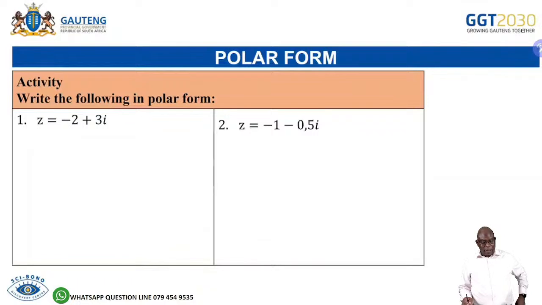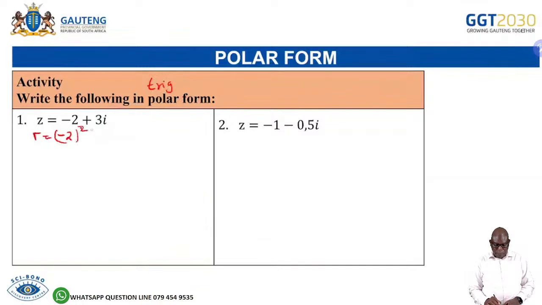In this case, Z equals minus 2 plus 3i. Write down the following in polar form. Remember, polar form is the same as the trigonometric form. The first thing I need to do is to get the value of R. So the value of R is the square root of negative 2 squared plus 3 squared, which is 4 plus 9, which is 13, so R is the square root of 13.